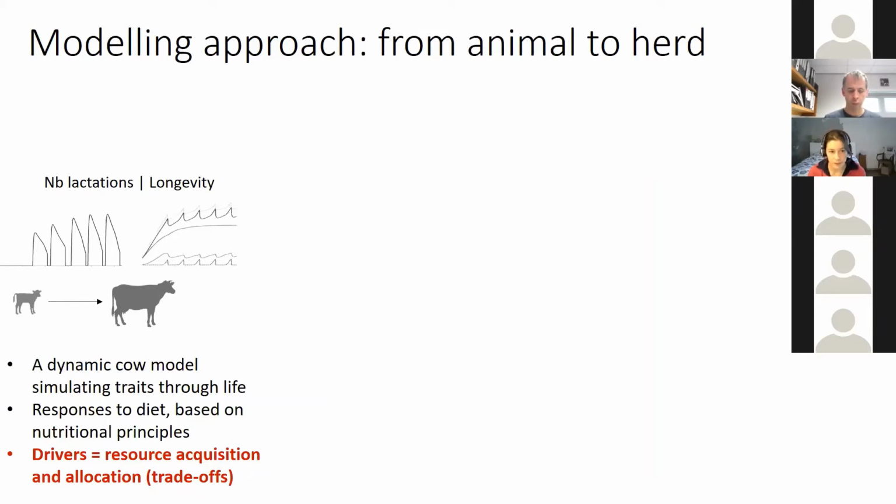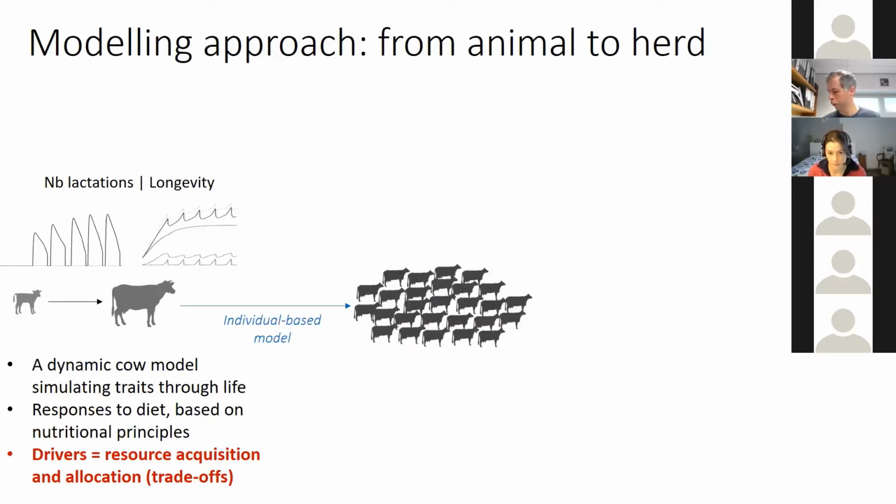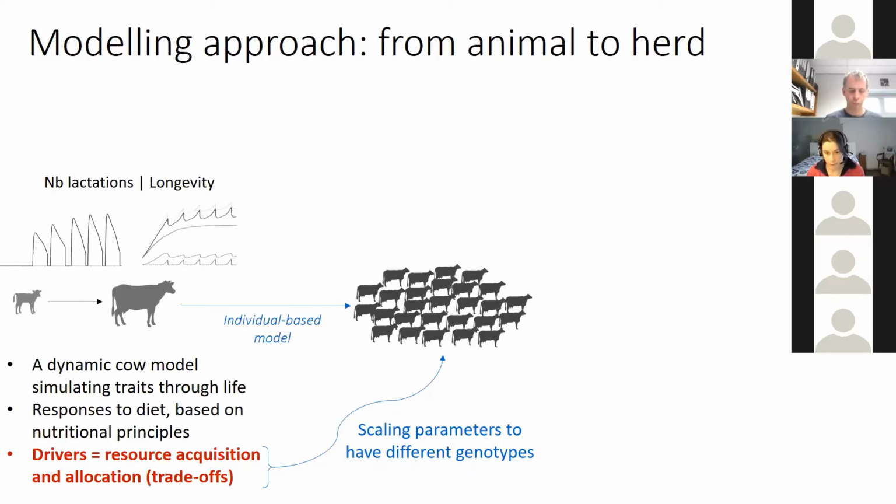Therefore, something else to keep in mind is that the number of lactations of a cow, or its longevity, is the result of a simulation. It's not something that we decide before. We just give the cow a potential of acquisition, an allocation strategy, and an environment, and then the simulation generates the traits. We move from this animal level to the herd level based on an individual-based approach, where every cow in the herd corresponds to a dynamic model. So it's really a virtual herd. And we are using 4 parameters related to resource acquisition and allocation as scaling parameters to represent different cows and different genotypes in the herd.